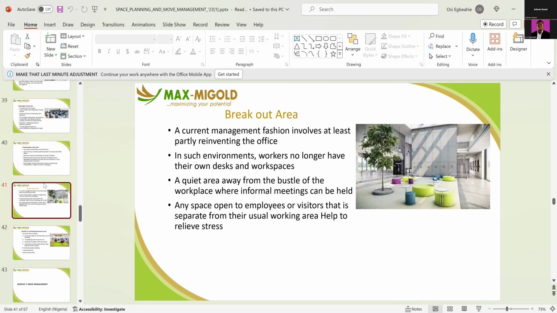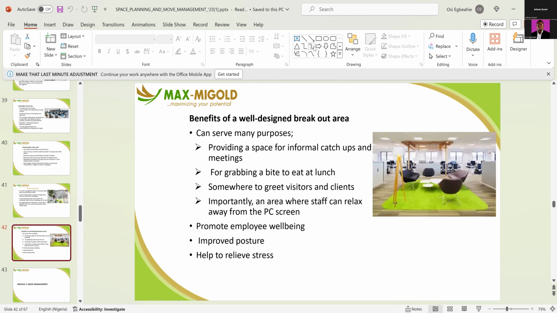A quiet area away from the hustle and bustle of the workspace where informal meetings are held, where you can also go and relax and still work. A space open to employees or visitors that is separate from the general work area, which helps them to relieve the stress of the formal way of working.